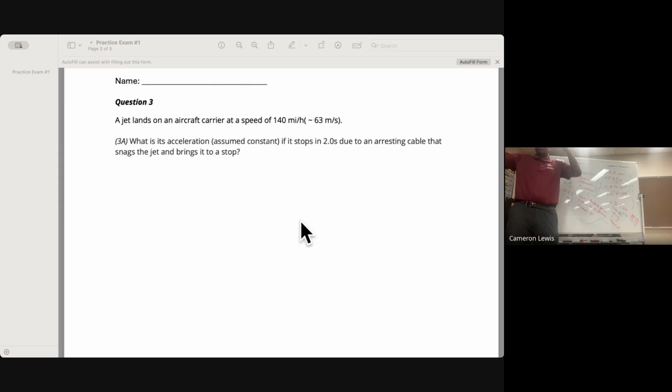But that's in general. If I'm trying to slow down, my acceleration and my motion are going two different ways, opposite. If I'm trying to speed up, my acceleration and my motion are going the same way. Slowing down, speeding up.